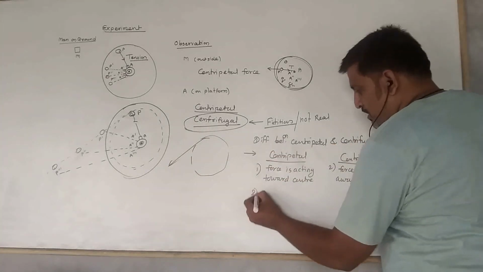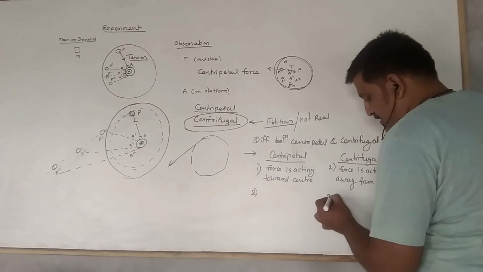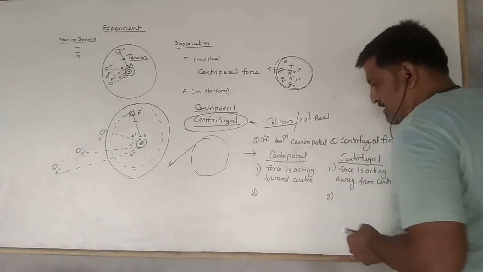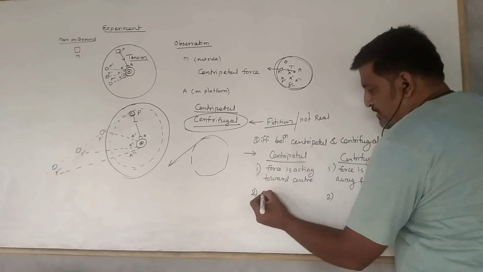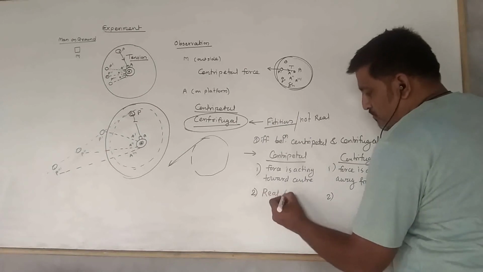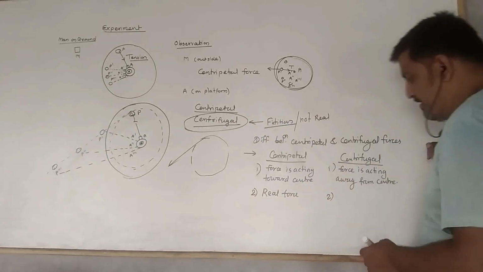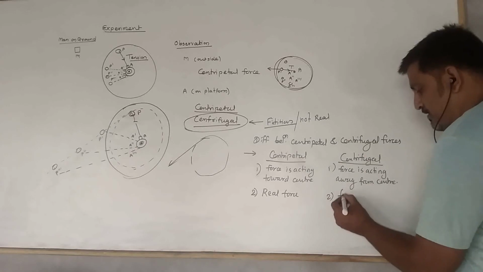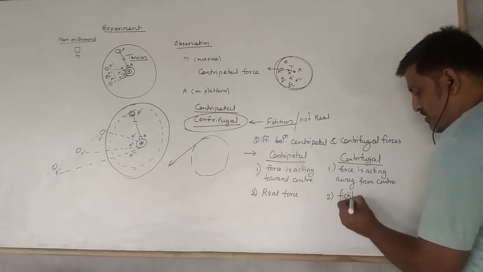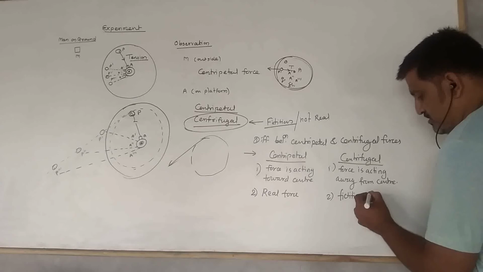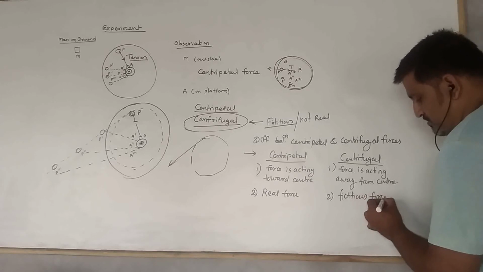Okay, तो पूरा कंप्लीट सेंटेंस में आपको लिखना है. मैं आपको खाली डिफरेंस बताया. Second difference: centripetal force is a real force. It is a real force, right? And this centrifugal force is a fictitious force. Fictitious force. Okay.